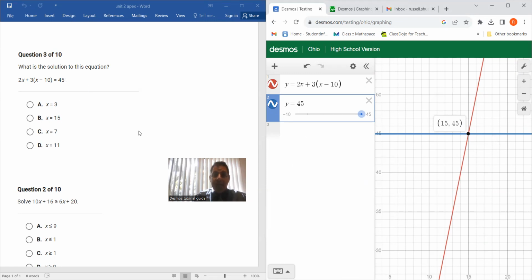But remember, for the state test, that's disabled. This is the way you're going to have to check your work on Desmos for that.